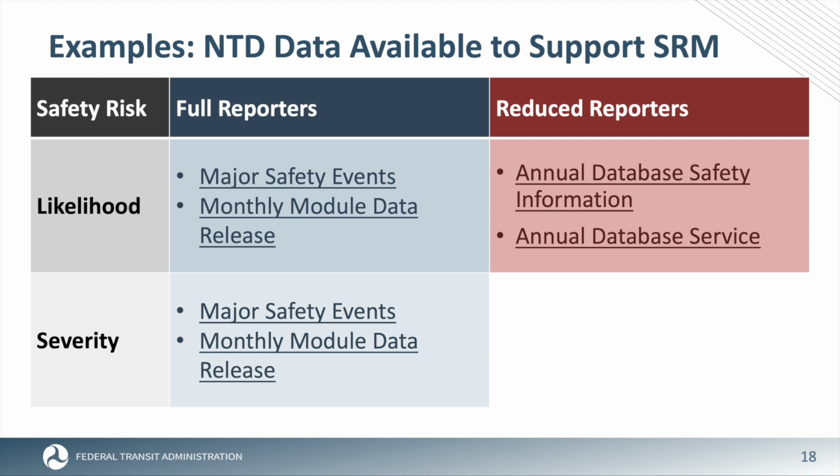Now, because limited data is collected from reduced reporters, that type of context is really not as easily provided from reduced reporter data. And again, while the data for reduced reporters contains annual totals, those totals can't be broken out by things like event type or location or mode or any other details.